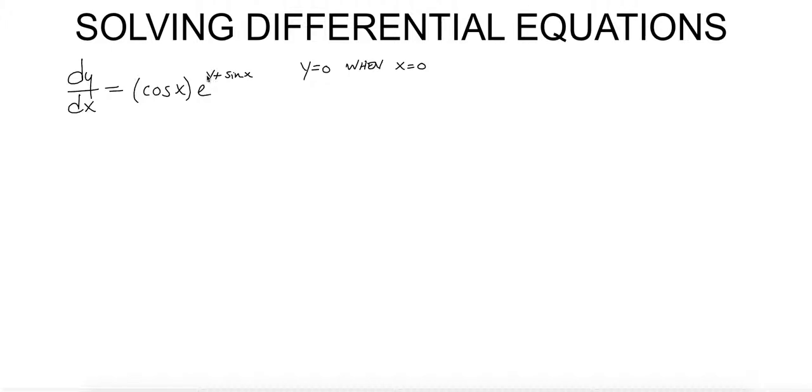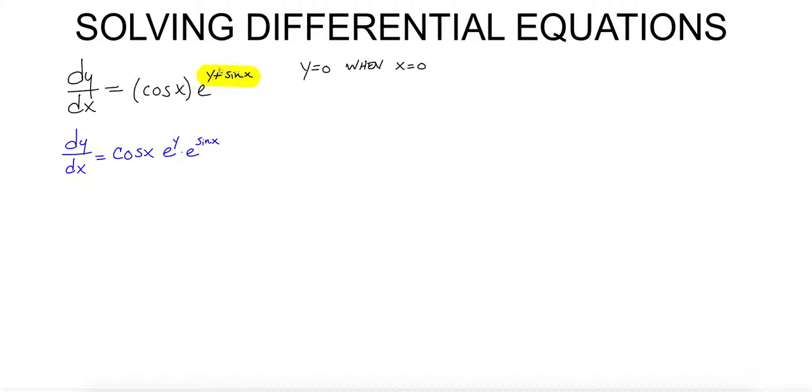The problem we have right now is that I see y plus sine x in my exponent. Before I can do anything, I'm going to have to figure out how to separate that exponent so I can move the y to the left side of the equation. So we're just going to rewrite this using some of our exponent rules. We're going to say that dy/dx is equal to the cosine of x times e to the y times e to the sine x.